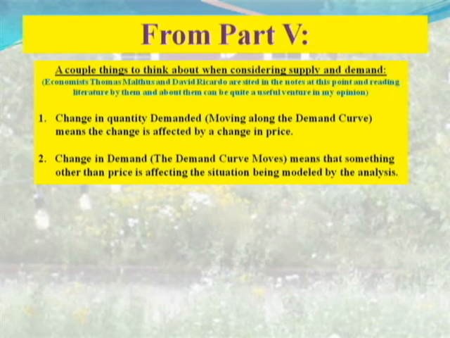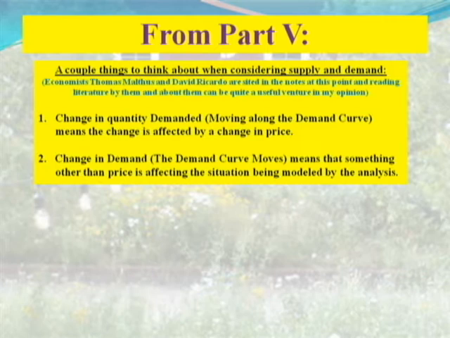First, a little review from Part 5, a couple of things to think about when considering supply and demand. Economists Thomas Malthus and David Ricardo are cited in the notes at this point, and reading literature by them and about them can be quite a useful venture in my opinion.